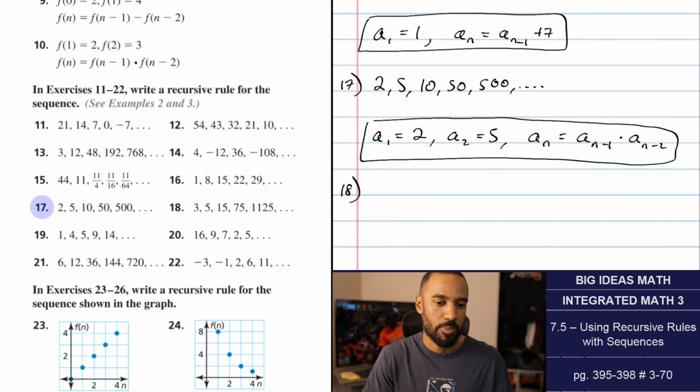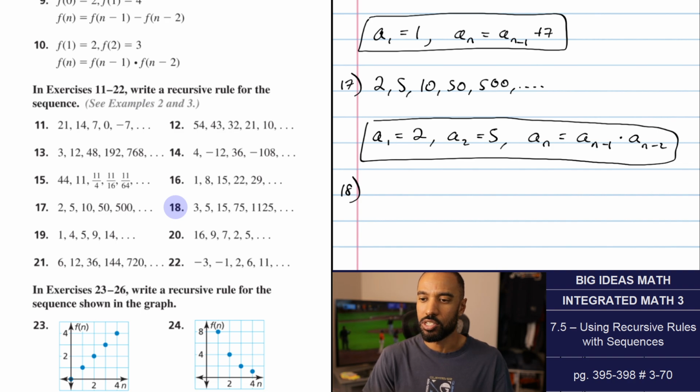Number 18, expecting more of those. Okay, I think this is the same thing. 3 times 5 is 15. 5 times 15 is 75. I'm going to only assume those two multiply to become 1125. Let me check. 15 times 75.